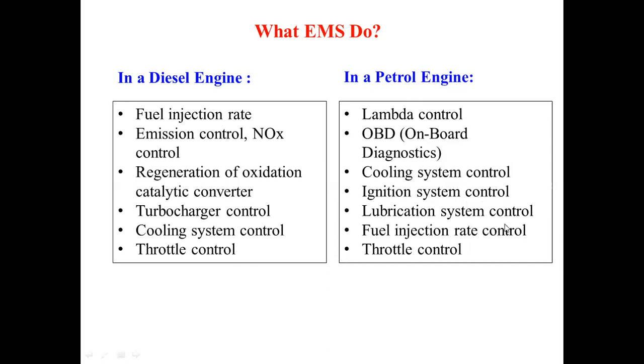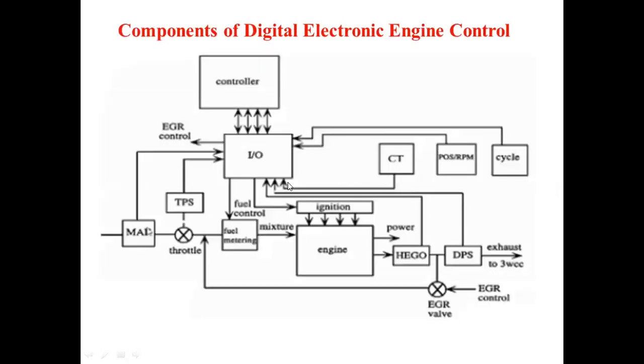As said earlier, in a petrol engine, we have onboard diagnostic, cooling system control, ignition system control, lubrication system control, that is other system controls, then fuel injection rate control, throttle control. So these are the different functions that the engine management system does on petrol and diesel engines.